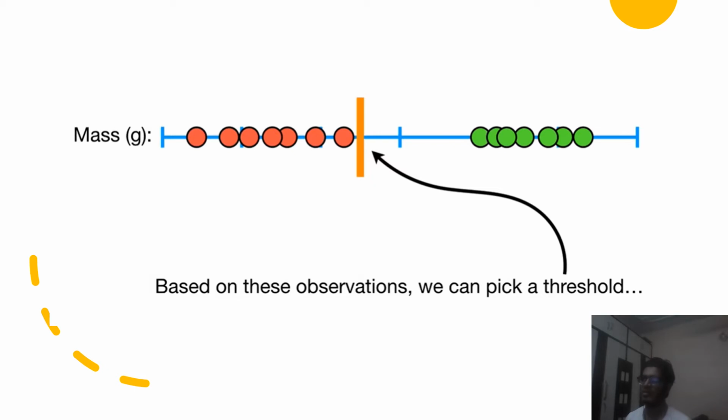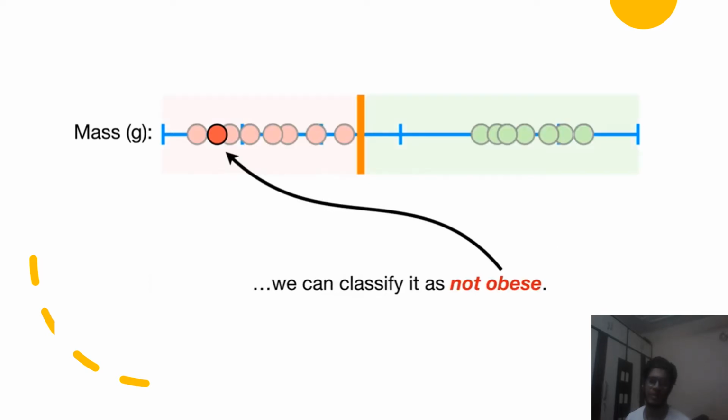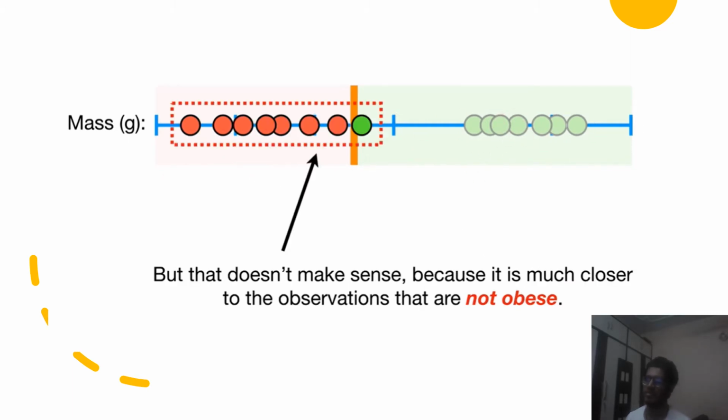Manually, if we look at these observations, we can pick a threshold. Let's pick an arbitrary threshold over here. So we can classify any new data point that comes over here as not obese, and if it comes over here, we can say it is obese. But the problem arises when a new data point comes in just next to this threshold, and classifying it as obese would not make sense because technically it's closer to the not obese part.